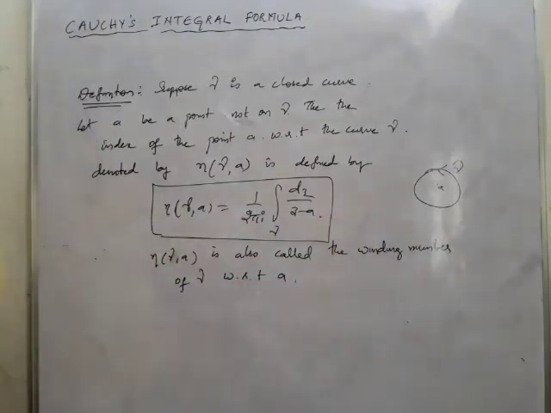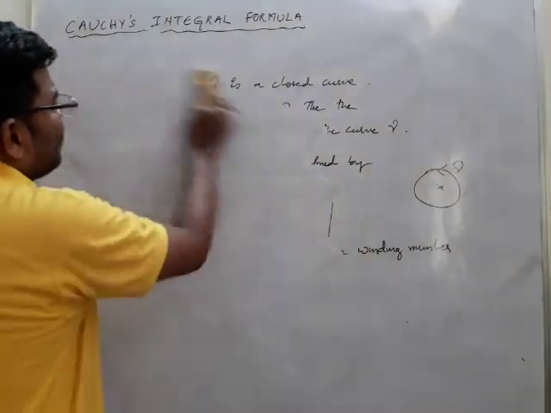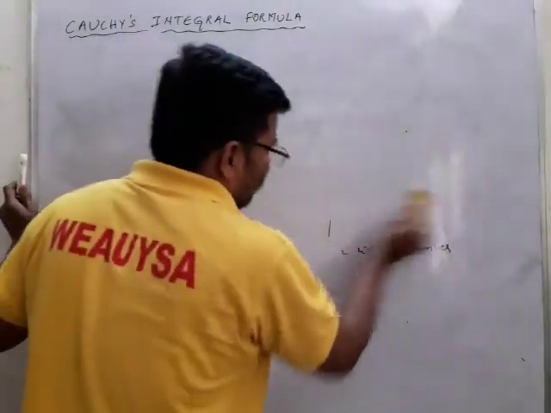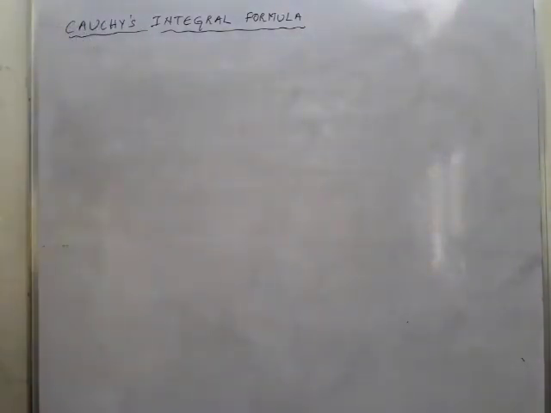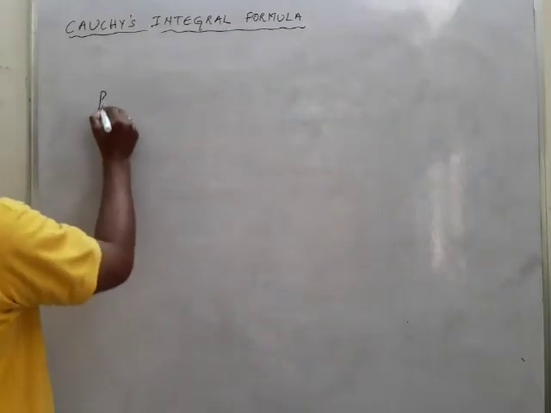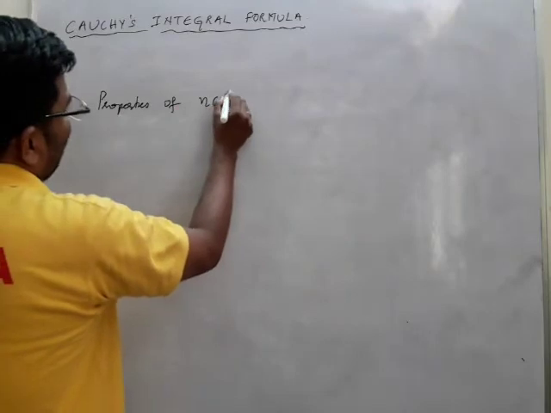So we have some properties regarding this winding number. This is very important for solving problems. This is a basic thing that you have to understand, and then you can easily solve the problems. Now, what are the properties of n(γ, a)?